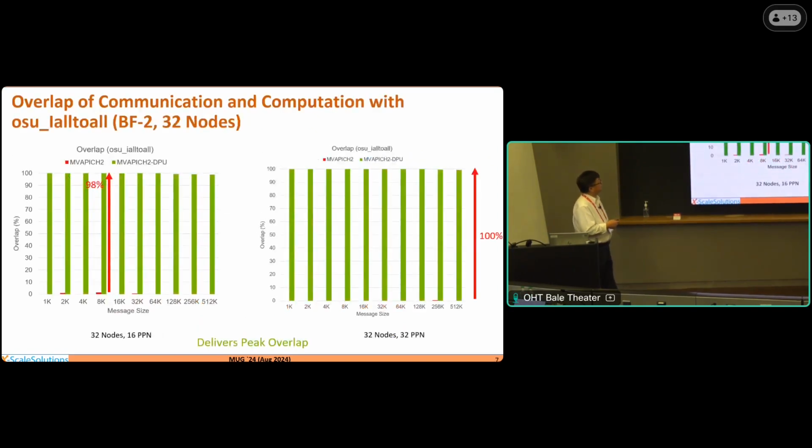This is showing how effective the offloading is. We are able to achieve close to 100%. Most of the time it's in the high 90s, but for the extremely good ones, we are able to achieve 100% overlapping.